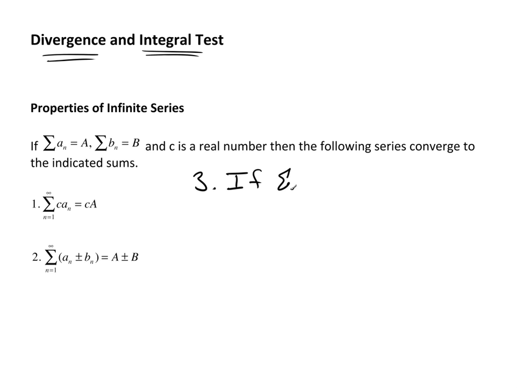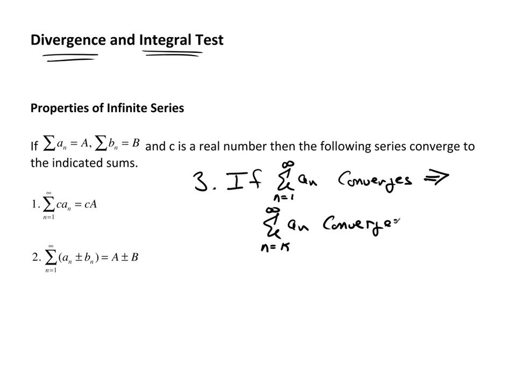Now there's a third one I'm going to throw at you here, and I'm going to say this: if the sum from n equals 1 to infinity of a_n converges, so if this actually converges to something, then the sum from n equals, how about k, to infinity of a_n also converges. What this is saying is, if I remove a finite number of values from the series, they're still going to converge. If the whole series converges, then removing some values is not going to stop it from converging.